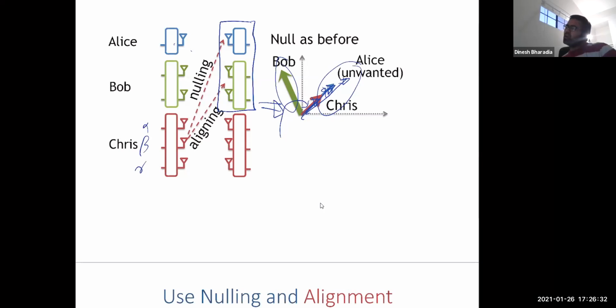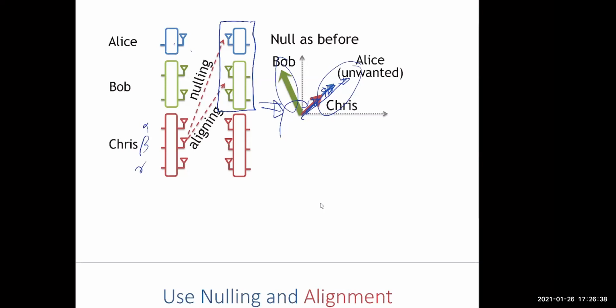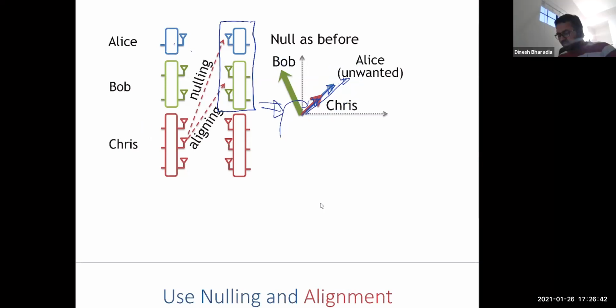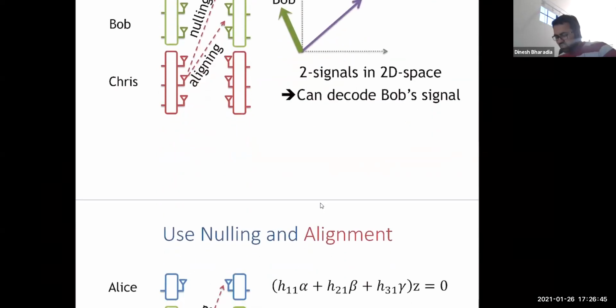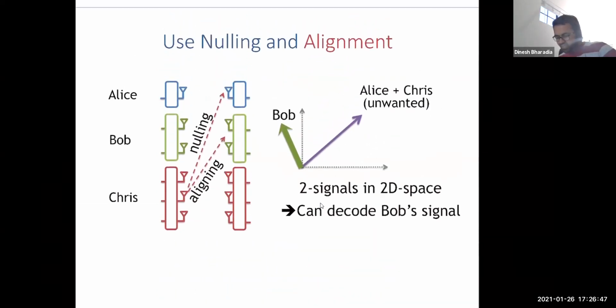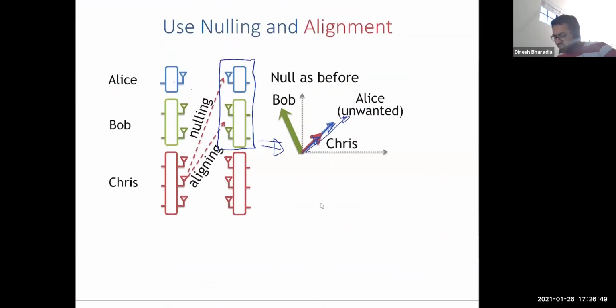Kai? Not completely. So let's take an example. Actually, let me write down some equations, maybe that will help you. The idea intuitively is very simple.